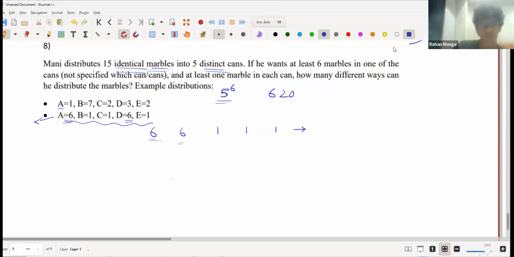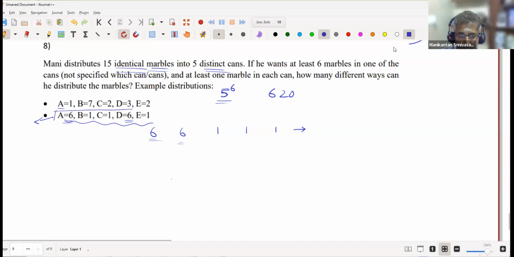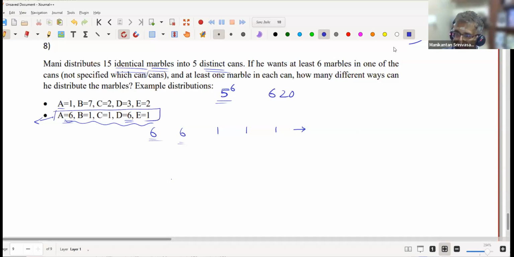I don't understand. It hasn't already been distributed. Are you asking for the number of ways to permute it? Yeah, so this is just an example distribution where 2 of the cans have 6 marbles and the rest of the cans have 1, 1, 1 each. In how many ways can I have such a case?